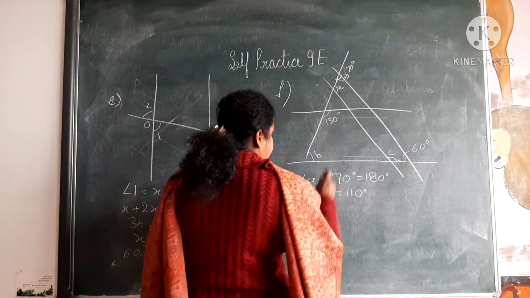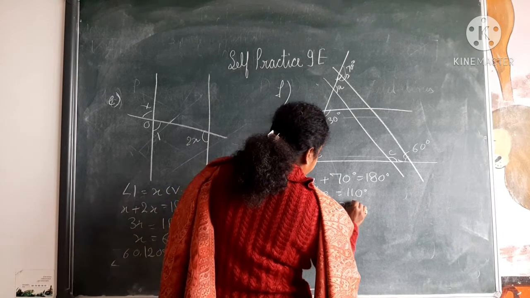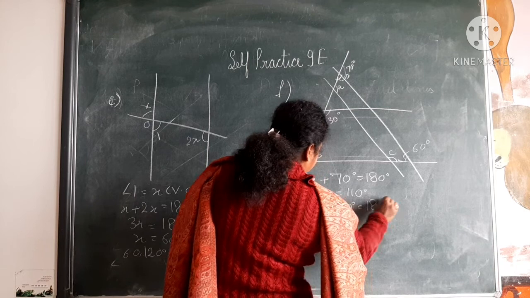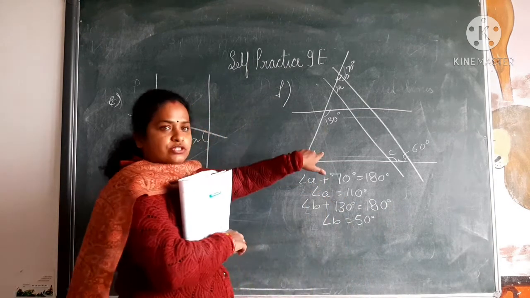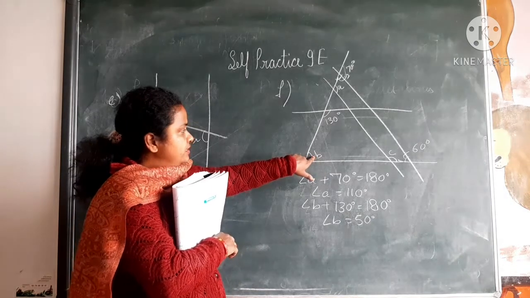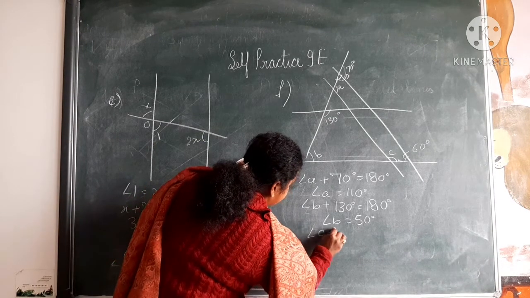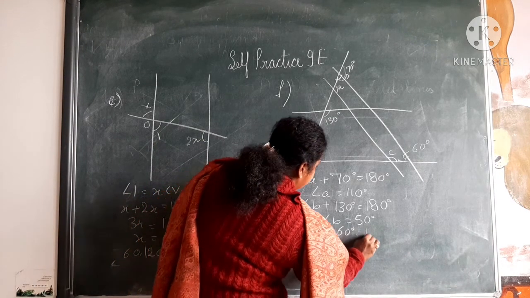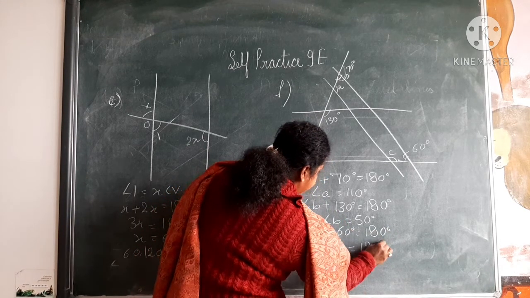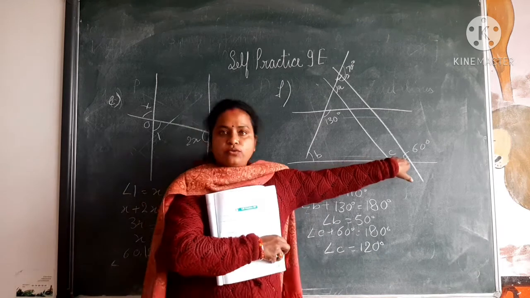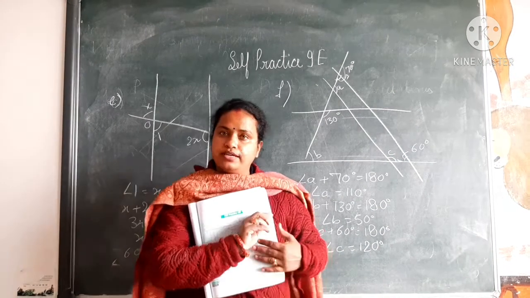Now see B and this. The angle B plus 130 degree is equal to 180 degree. The angle B will be how much? 50 degree. Because both are co-interior angles. Now angle C plus 60 degree is equal to 180 degree. The angle C is equal to 120 degree. Because these two are co-interior, so their sum will be 180 degree. The angle C will be equal to 120 degree.